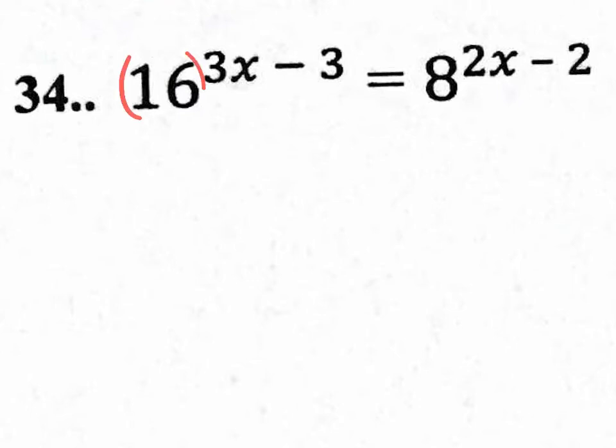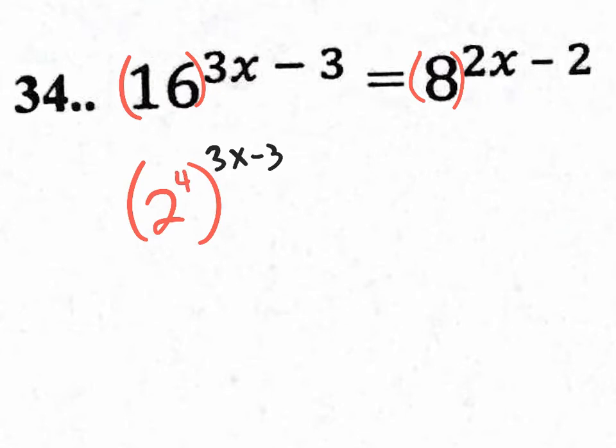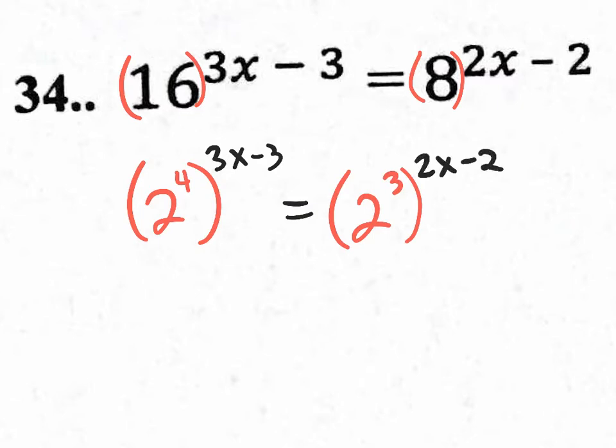So I would begin by putting these guys in parentheses and rewriting them as 2 to a certain power. So instead of 16, I'm going to rewrite that as 2 to the 4th power. And it's still to the power of 3x minus 3. And I have the equal sign. And instead of 8, I'm going to write 2 to the 3rd power. And it's still to the power of 2x minus 2. And of course, a power to a power we multiply.